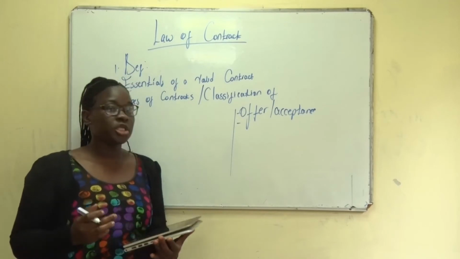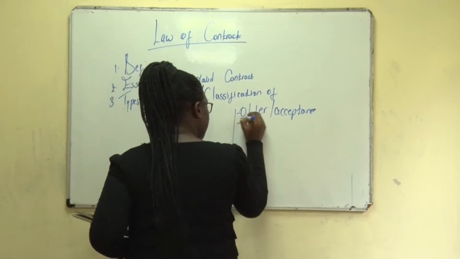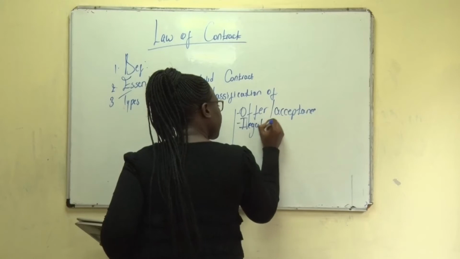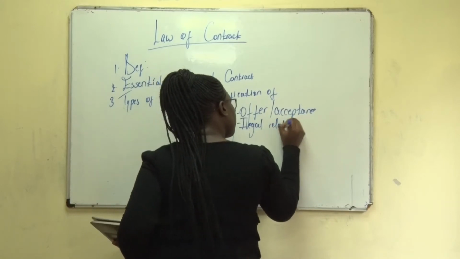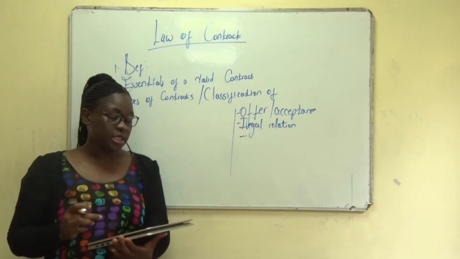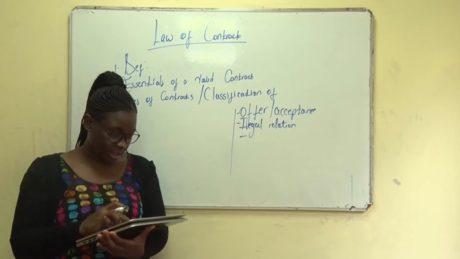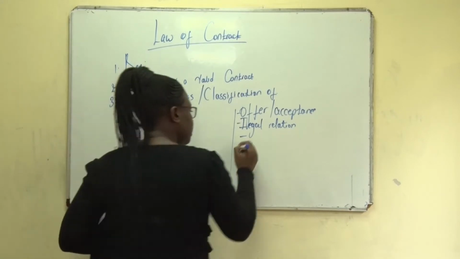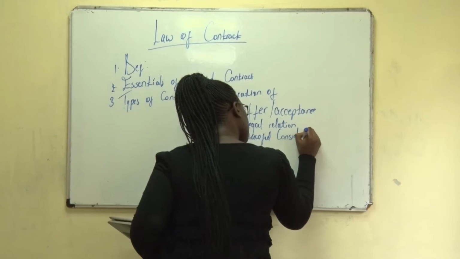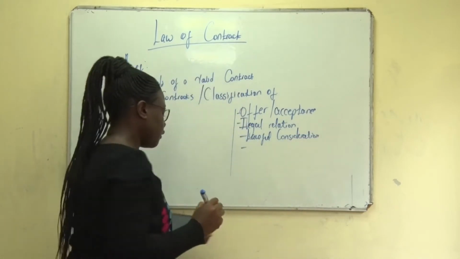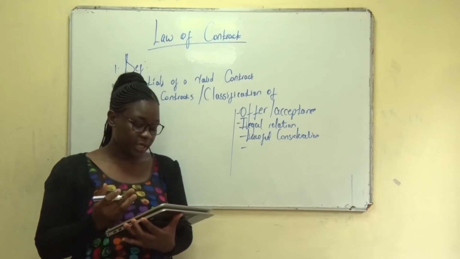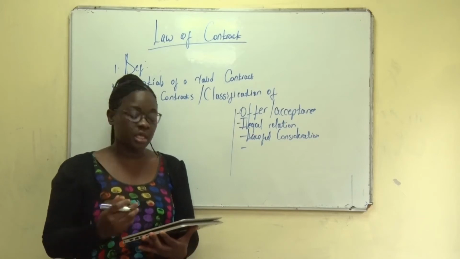Number two, intention to create legal relation. So that's legal relation, meaning you should not be dealing in an illegal business, and that is why you say intention to create legal relation. Number three, lawful consideration. When you talk of lawful consideration, consideration has been defined as the price paid. The price paid is simply the money that you're paying.